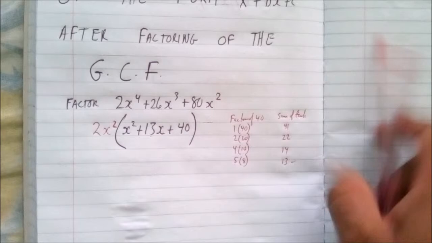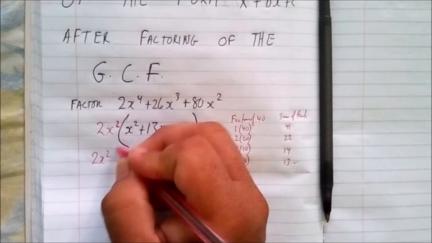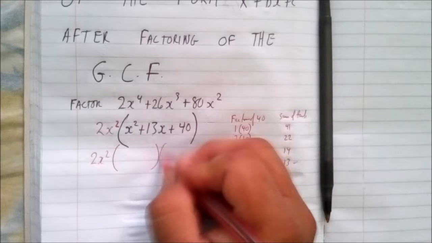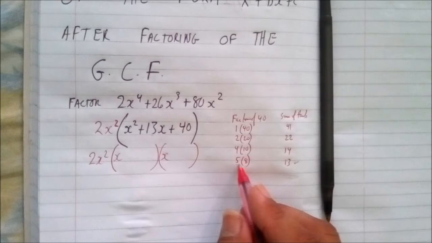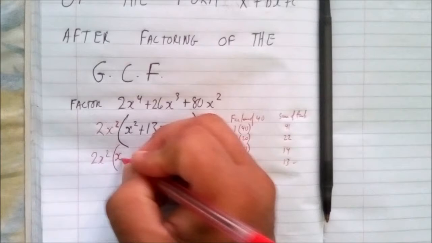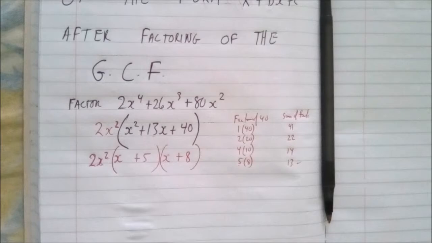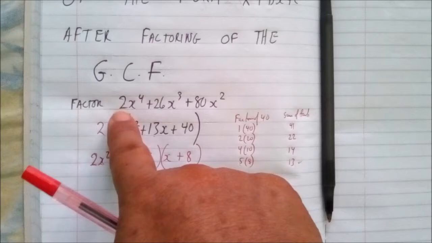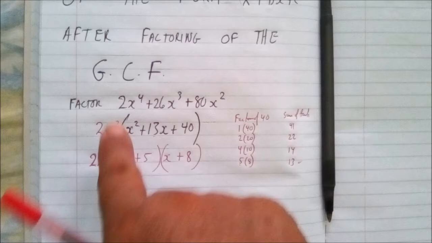Therefore, we can continue and say 2x squared, open bracket. We all know that this x squared here comes because the first two terms will be multiplied, and that gives us the x squared, x and x. And then we need 5 and 8, so we put plus 5 plus 8. And that's our solution for this. So notice what we did. We factored the common factor in all of them. Factor that out. That's the first step you need to do. So don't skip that step, otherwise this problem will complicate itself even more.